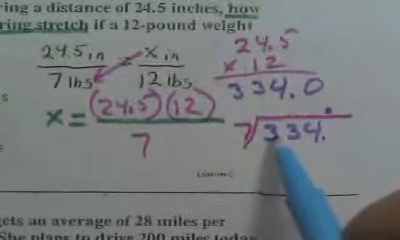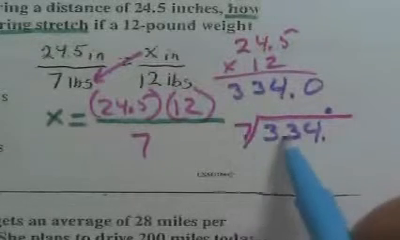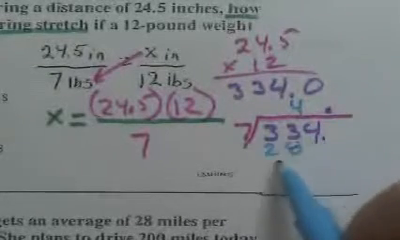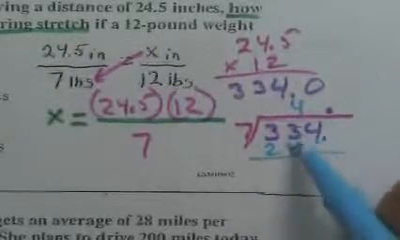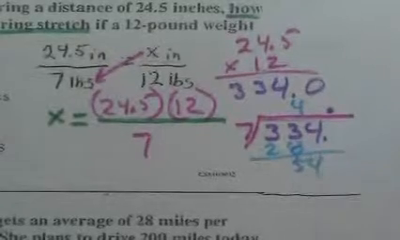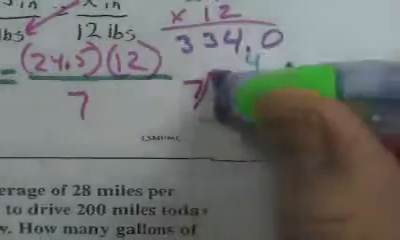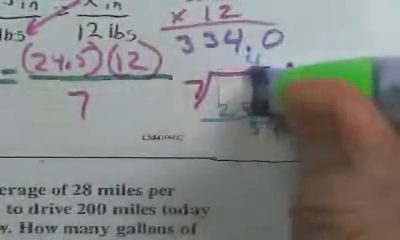And 7 doesn't go into 3, but 7 goes into 33 4 times, right? Because that's 28. So you have 33 minus 28, that gives us 5, 54. Actually, I made a mistake. This is what I do when I make a mistake. Just go like this. A little white out there.